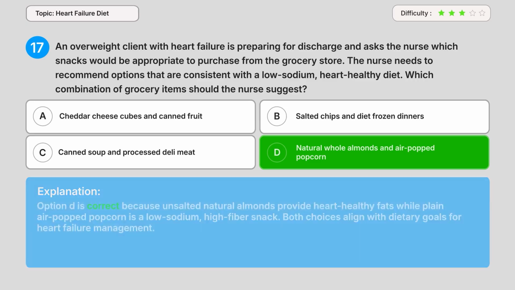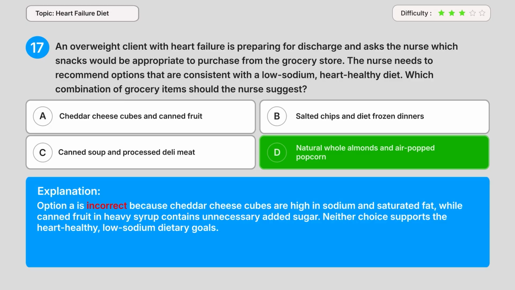Option A is incorrect because cheddar cheese cubes are high in sodium and saturated fat, while canned fruit in heavy syrup contains unnecessary added sugar. Neither choice supports the heart-healthy, low-sodium dietary goals.